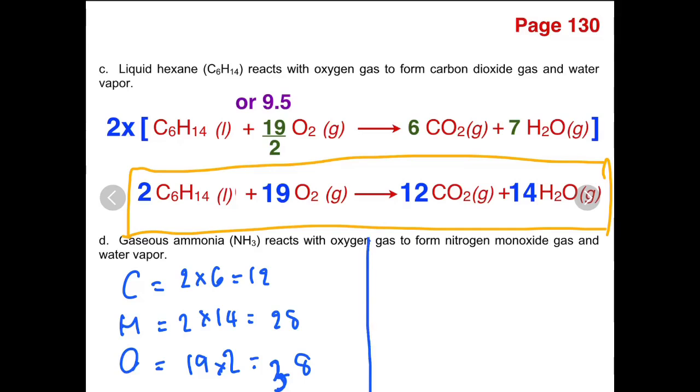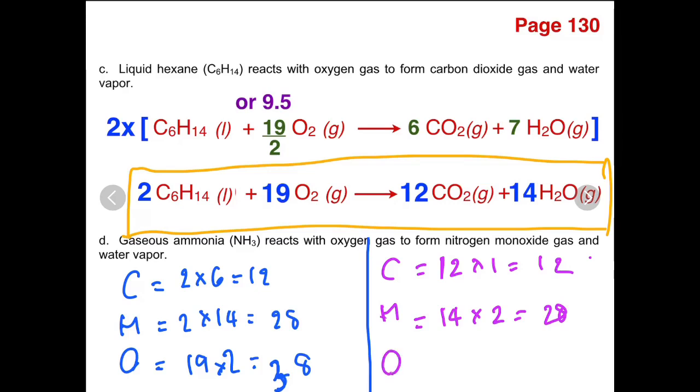Okay, so for the other side, you have carbon. You have carbon from carbon dioxide, 12 of them. Each carbon dioxide contains 1 carbon. So total would be 12. For hydrogen, you have 14 water. Each water contains 2 hydrogen, so total would be 28.